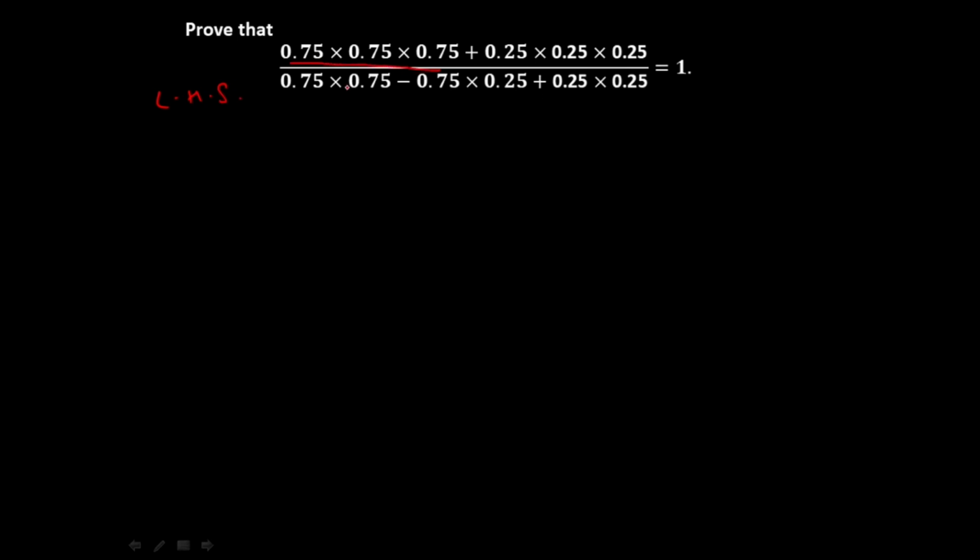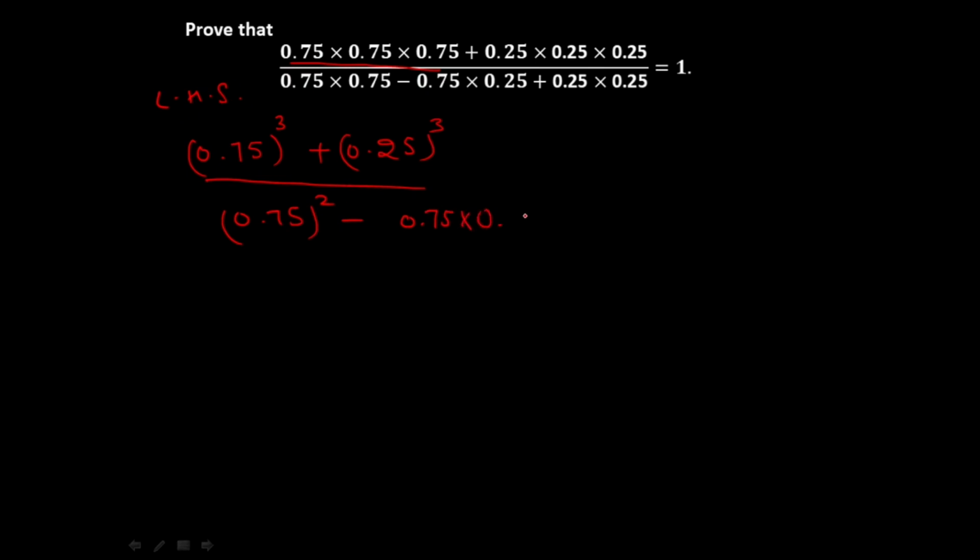This value can be written as 0.75 whole cube plus this is again whole cube, divided by whole squared, minus, okay, write this as it is, positive 0.25 whole square. This is the left hand side.